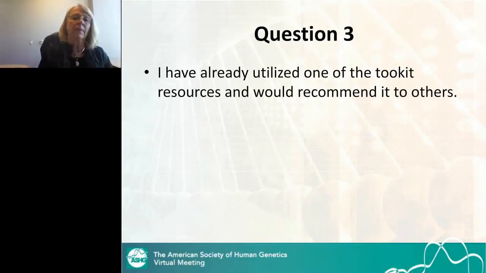So this is the next poll question for you. I realize you may not have seen all the resources in the toolkit, but if you have utilized one of the ones you've just heard about and recommend it to others, please respond. The Genetic Testing Registry, or GTR, the Genetic and Genomic Competency Center, or G2C2, ClinGen and or ClinVar, Global Genetics and Genomics Community, or G3C, or finally the Clinical Pharmacogenomics Implementation Consortium Guidelines, or CPIC. Please respond if you have used those and would recommend them to others.